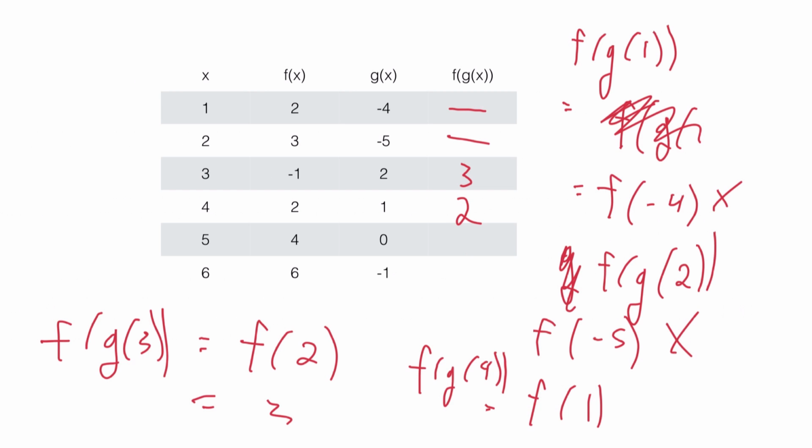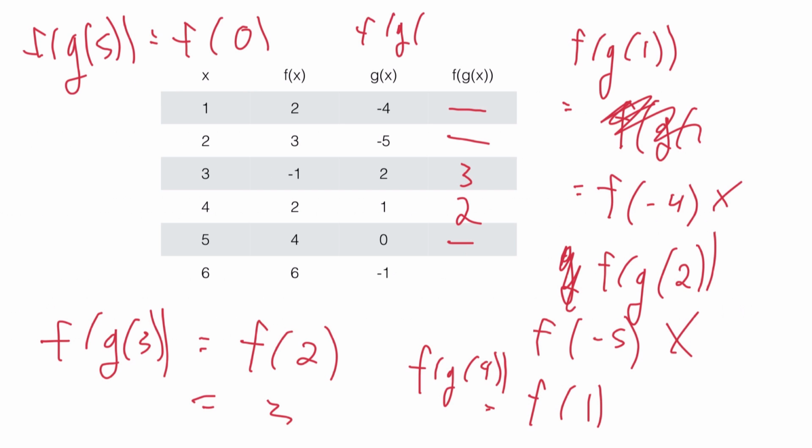Next, we'll look at f of g of 5, which is f of 0, which is not on the table. So nothing there. And now let's look at f of g of 6, which is f of -1, which is not on the table. So in this case, there were only 2 values that I could use this tabular representation for.